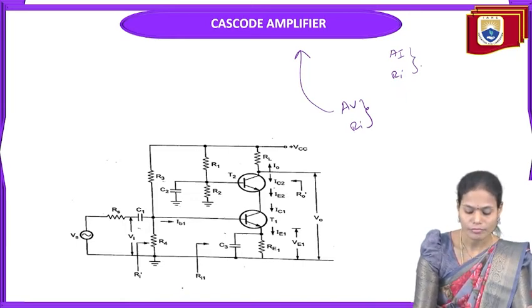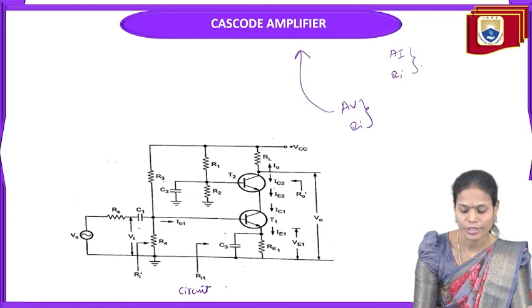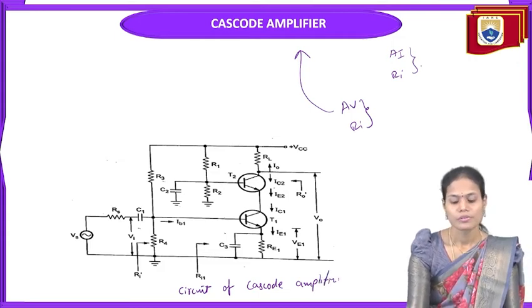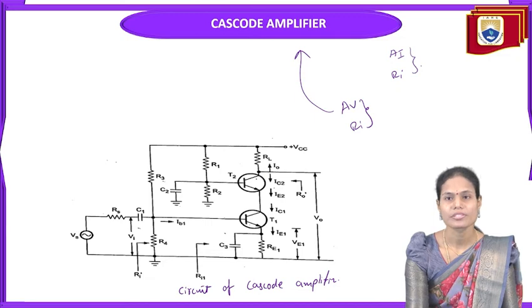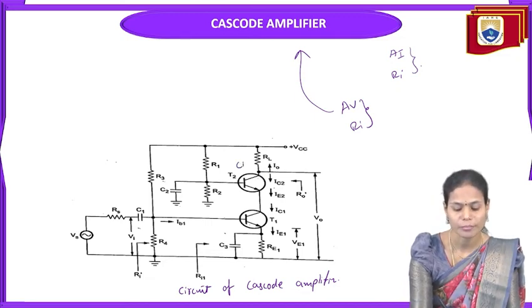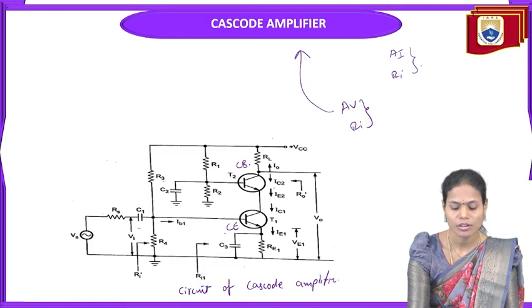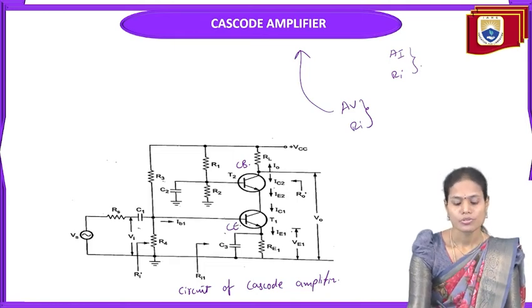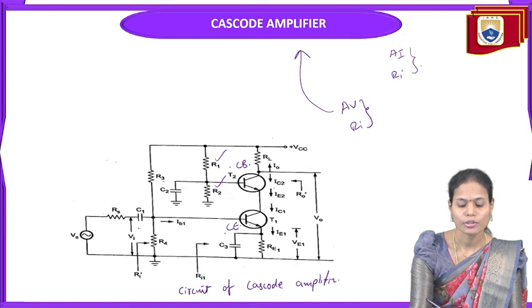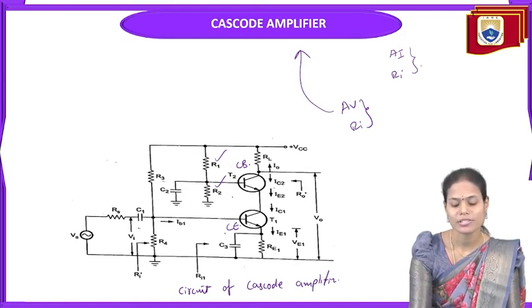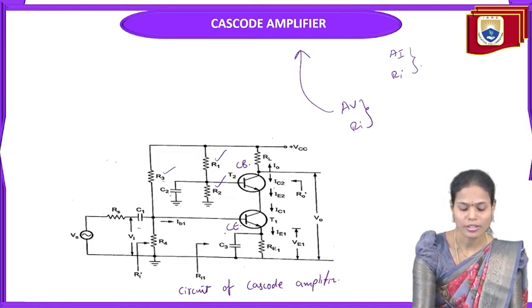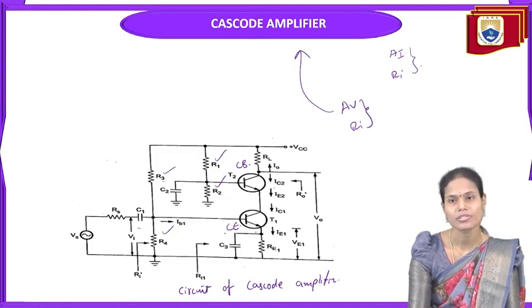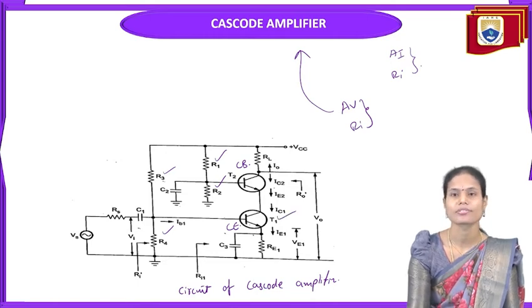So this is the circuit for the Cascode Amplifier. In this case, the first stage is the common base amplifier and the second stage is the common emitter amplifier. So here these R1, R2 resistors are providing the proper biasing required for the transistor T2, and these R3 and R4 are providing the proper biasing and stabilization required for the transistor T1.